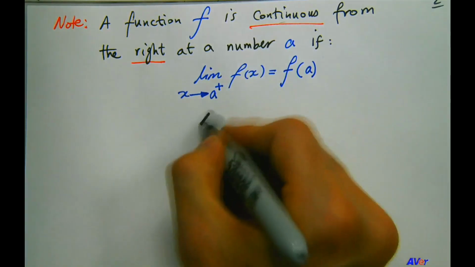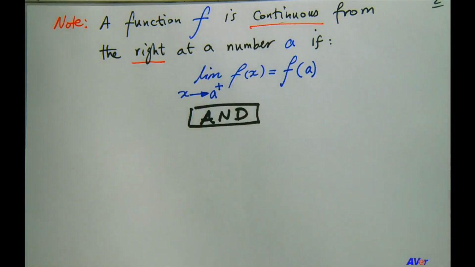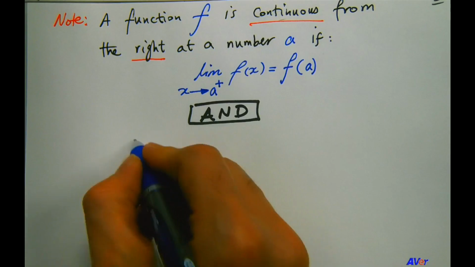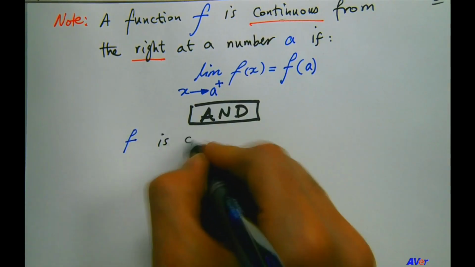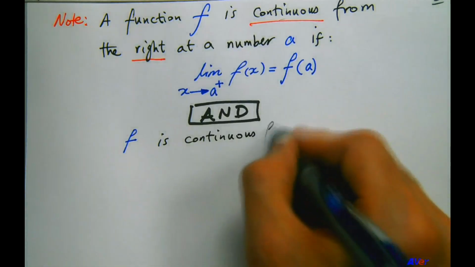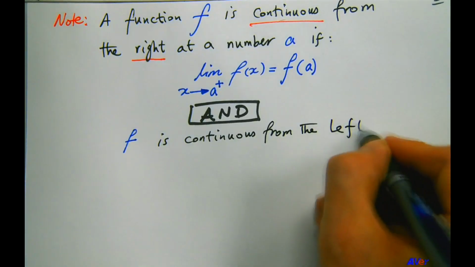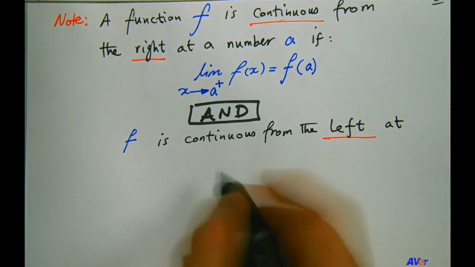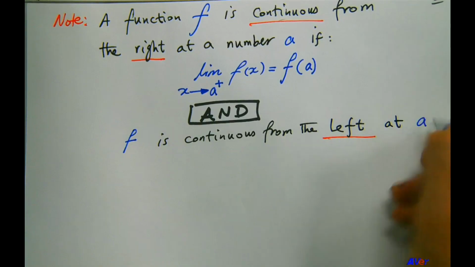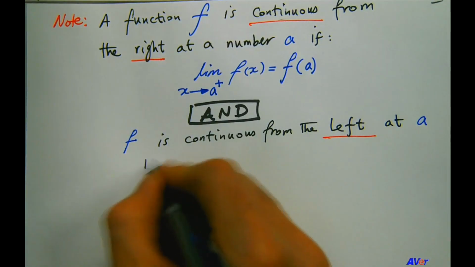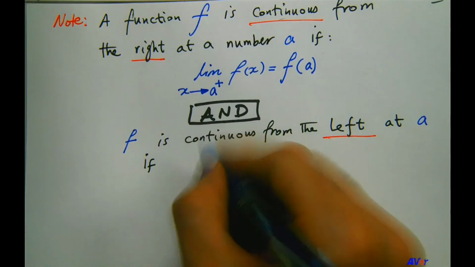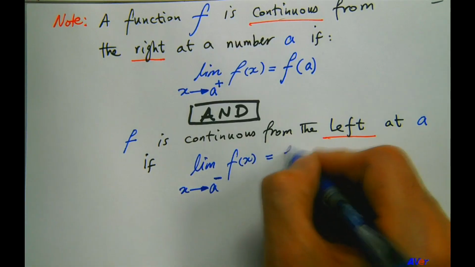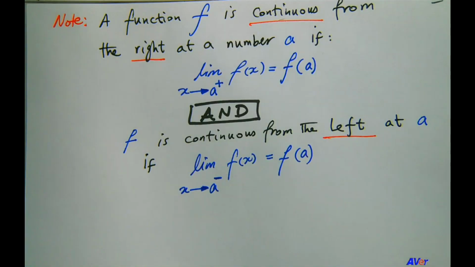And if function f is continuous from the left, that was from the right, now this is from the left, at a, if the limit of the function f of x as x approaches a from the left is equal to, once again, the value of the function at a. Okay?